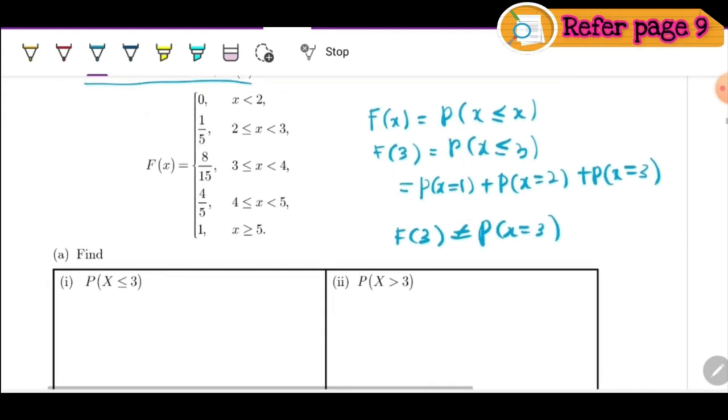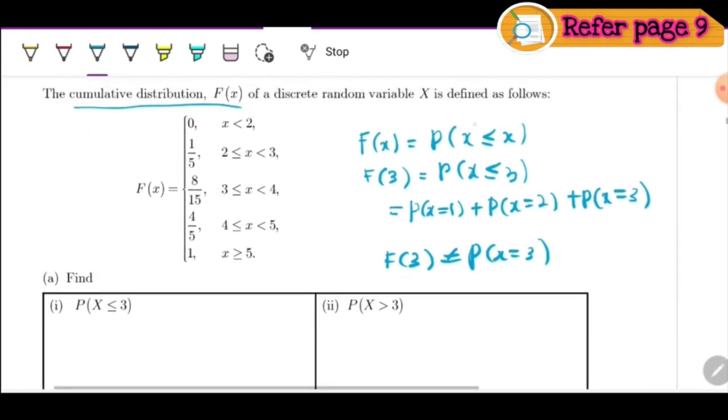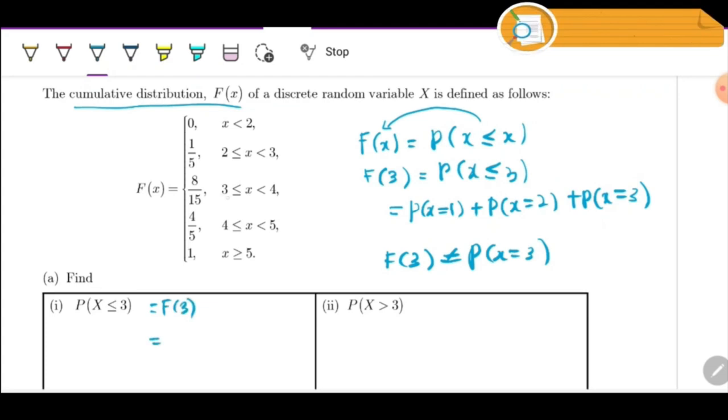Okay, so look at question number 1. Find the probability when x is less than or equal to 3. So less than or equal to 3, we can write it as F of 3. So simply we can take the value of F of 3 from the function, which is 8 over 15.